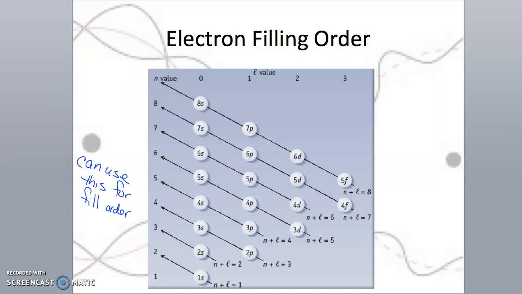Another method for fill order is to set up a graphical method using the n values and l values. You can see here how the diagonal lines will match the fill order. This method is fine, but I prefer the periodic table. Use what works best for you, because this is going to be very important.